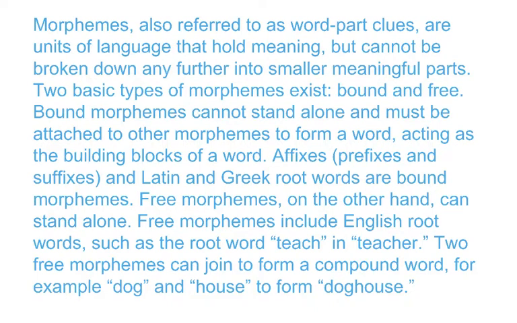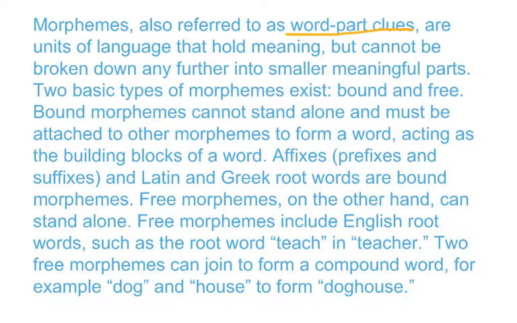I wanted to introduce you to this term morphemes, which you might have learned in school possibly as word part clues, because this is also going to be helpful in your reading. They're units of language that hold meaning but cannot be broken down any further into smaller meaningful parts. So in chemistry or in science, I think of this as the atom of vocabulary. Two basic types of morphemes exist, bound and free.